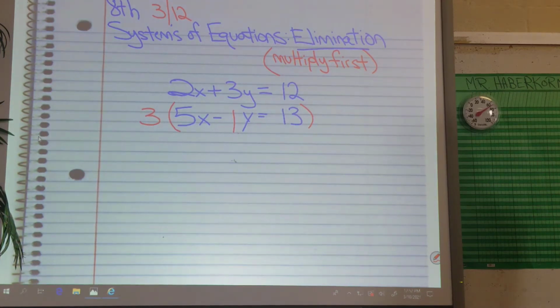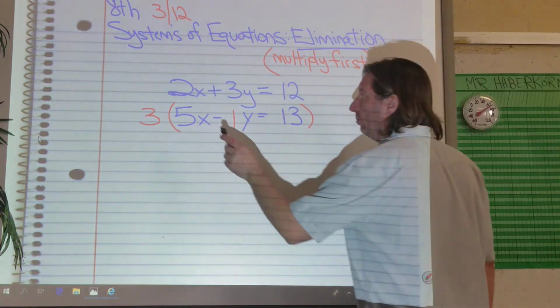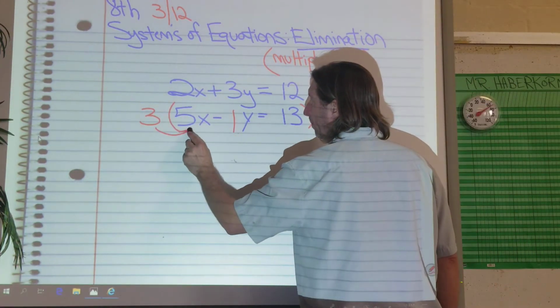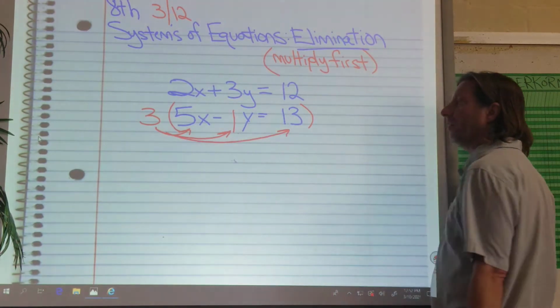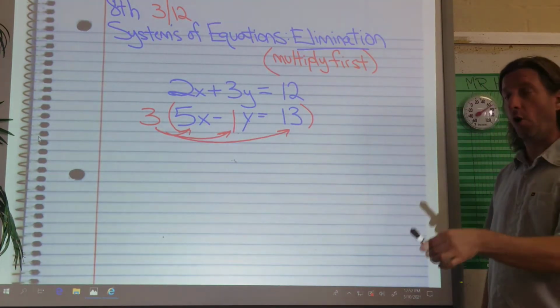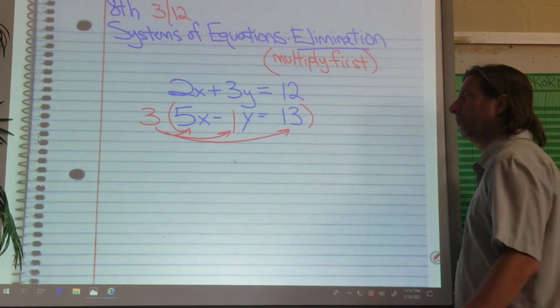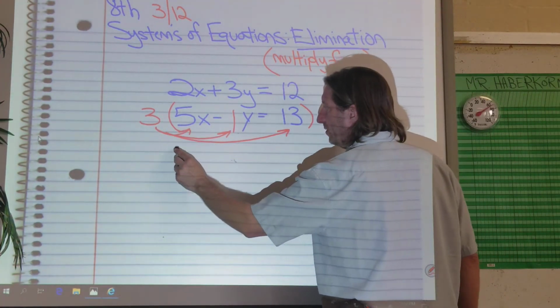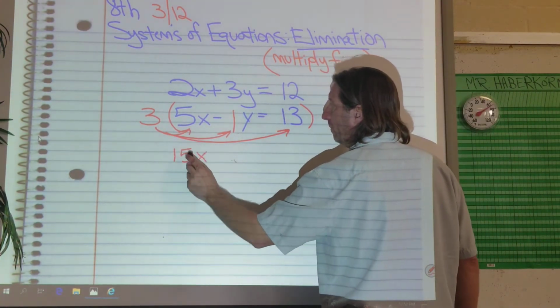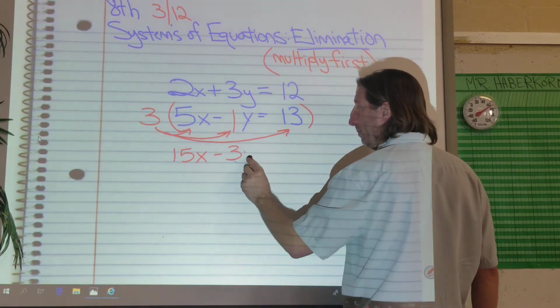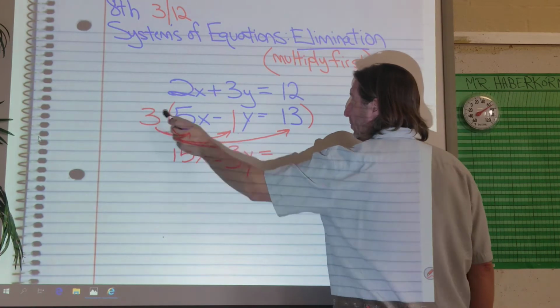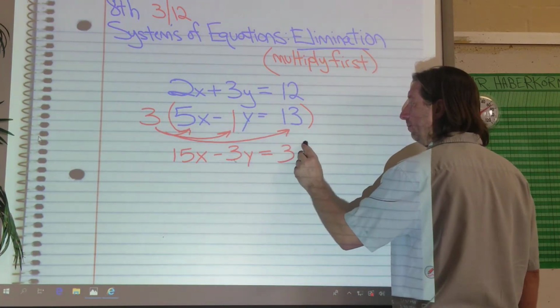All right. So I'm going to show you how that makes the y's eliminate, right? So we're distributing. You guys have done distributing before, right? Multiply everything. And then people forget this last number. Make sure you multiply the last number, too, okay? So all three numbers are multiplying by 3. So 3 times 5 is 15x. 3 times negative 1 is negative 3y. And then 3 times 13 is 39.